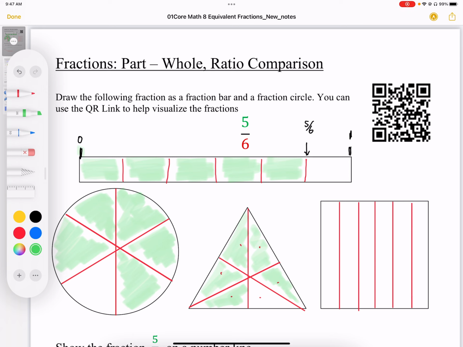And then out of this, I'm going to shade one strip here, 2, 3, 4, 5 out of 6. And again, this represents 5 out of 6, or the 5/6 fraction.